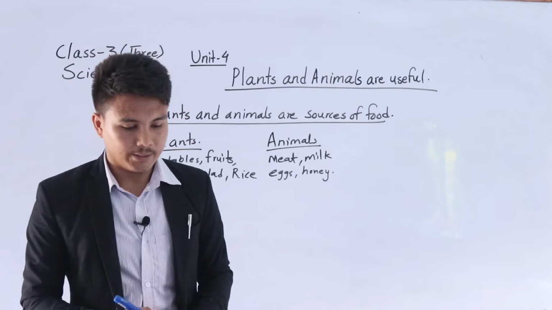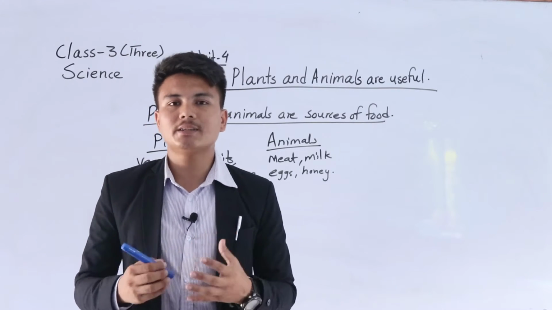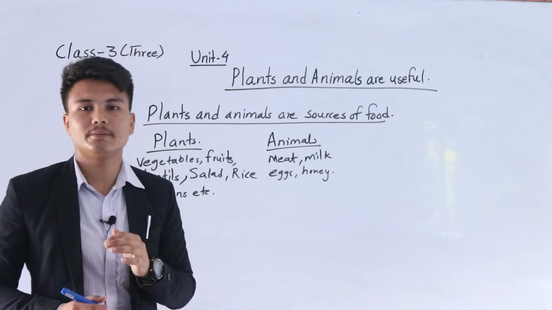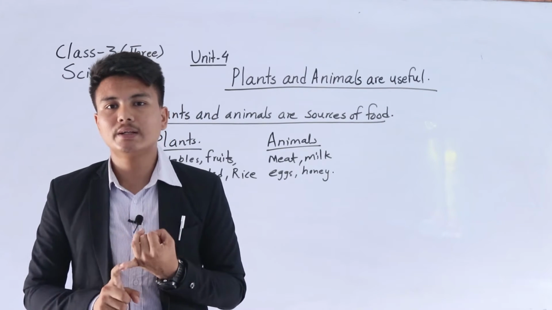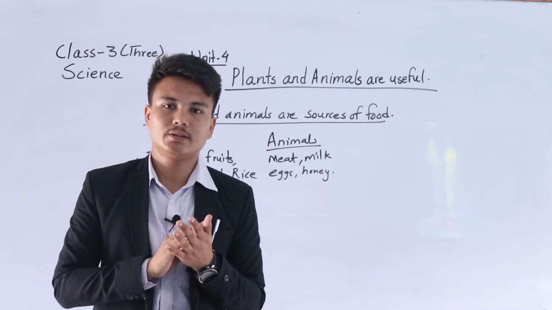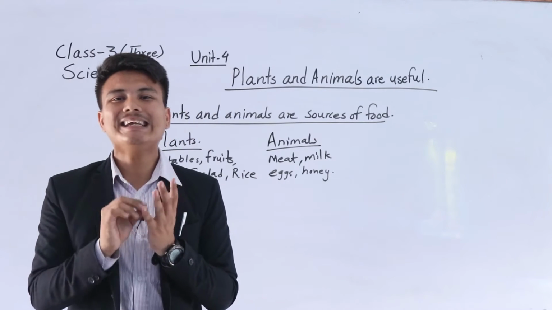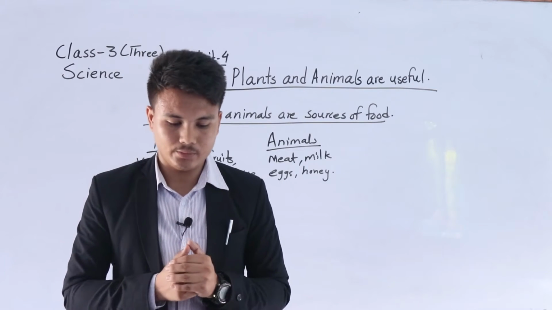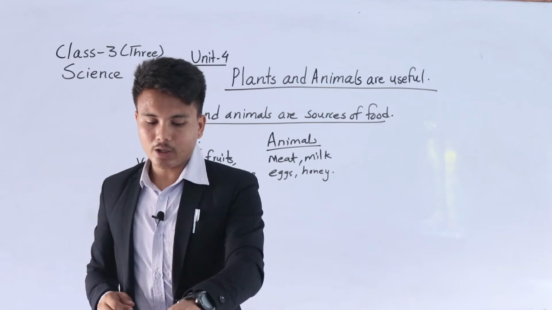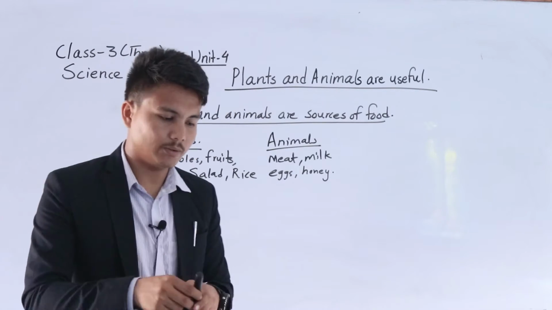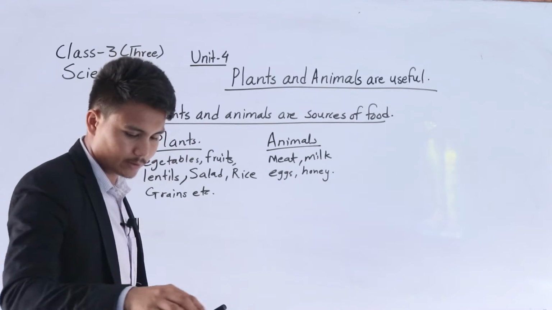So we eat different parts of plants. A plant basically has five main parts: root, stem, leaves, flower, and fruits. We eat each and every part of a plant as food. Understood? So let's talk about the root as food.